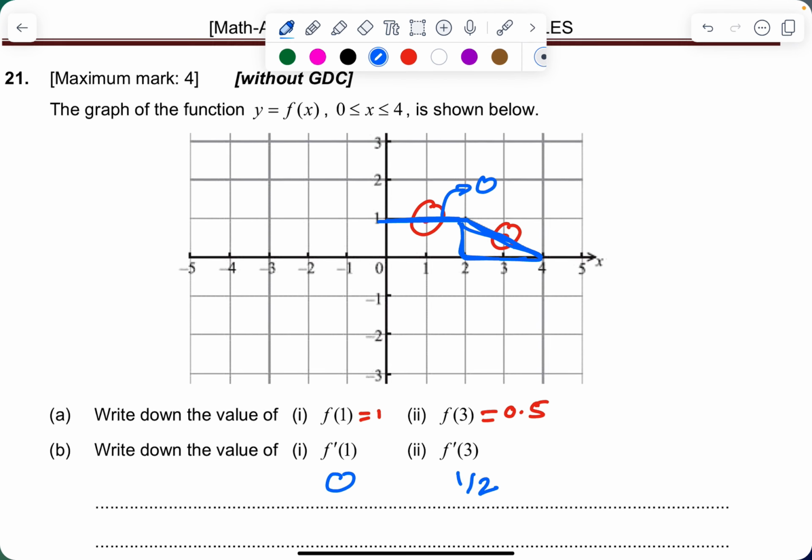But it is coming downwards. As it is coming downwards, it is minus 1 upon 2, because it is moving downwards, negative 1 upon 2.